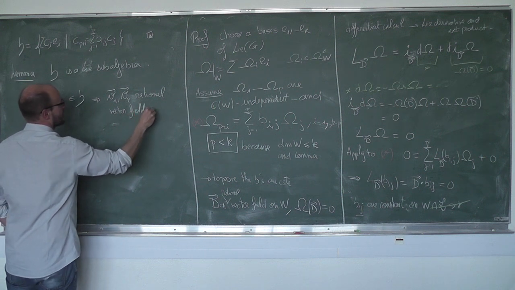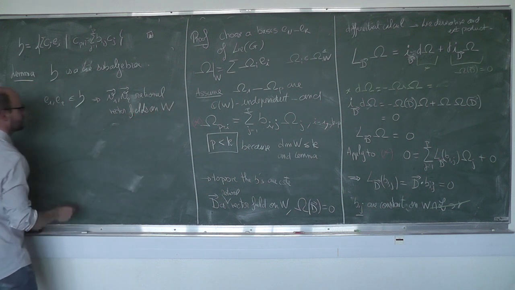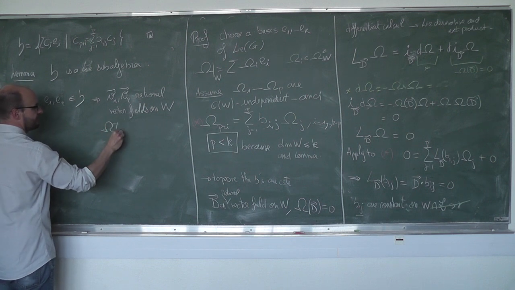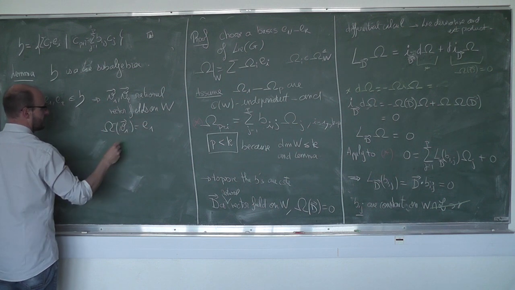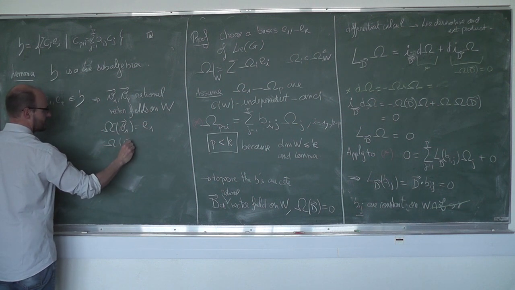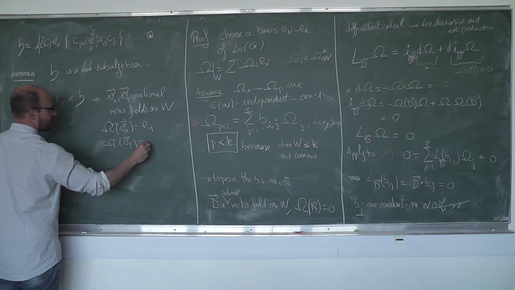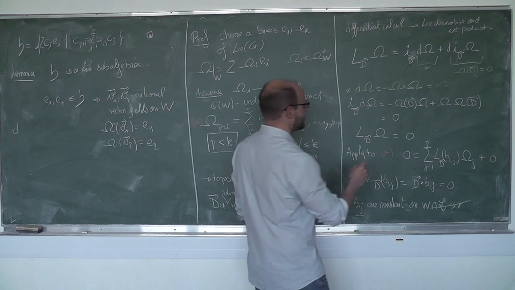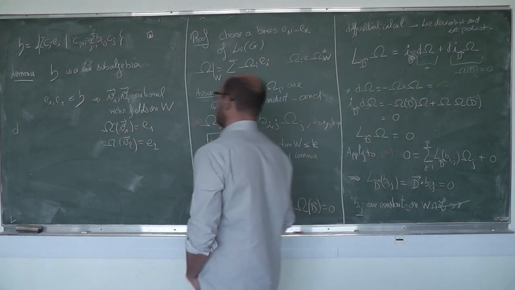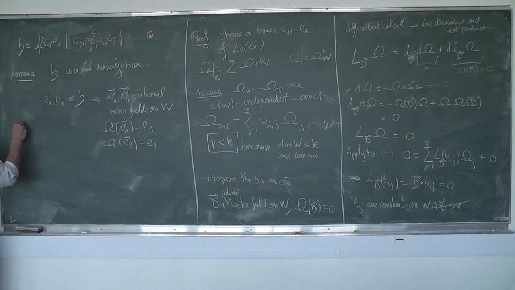On W, such that omega of V1 is E1, and omega of V2 is E2. And then you use your nice equation that we already used here. And you compute d omega evaluated in B1, B2.